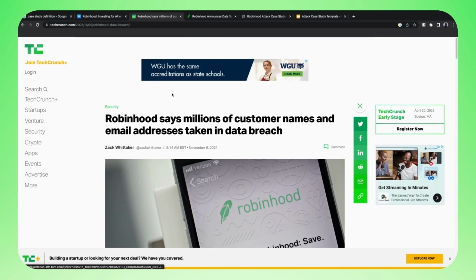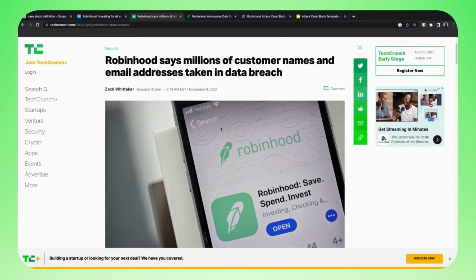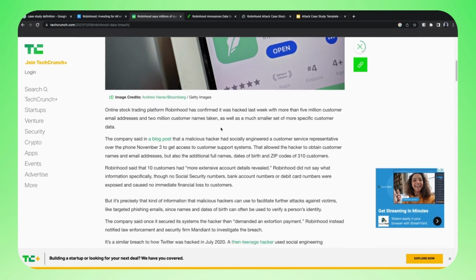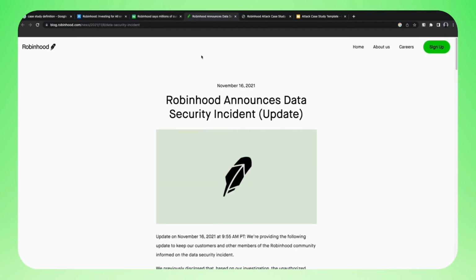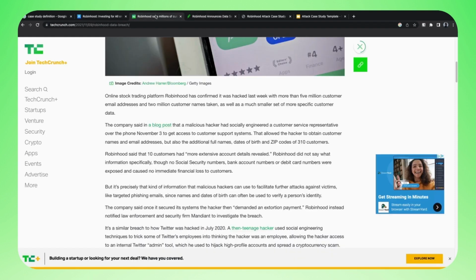Millions of customer names and email addresses were taken in a data breach. Yep, Robinhood was breached, guys. If you're not familiar with this, they had a blog post, which I have right here, that explains their security incident. So let's go over this article real quick, just in case you're not familiar with this attack. This is how it started.